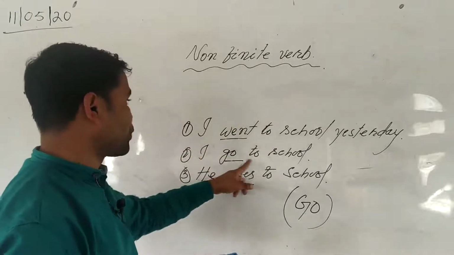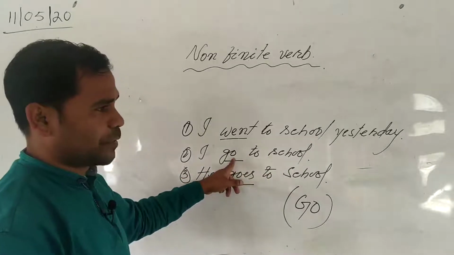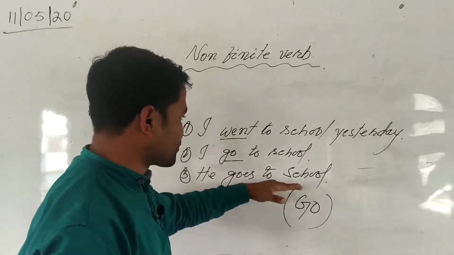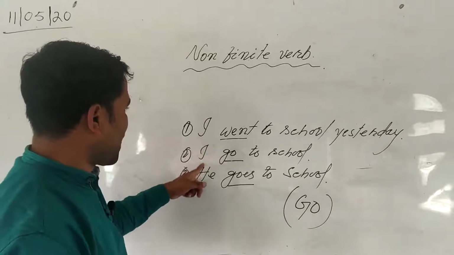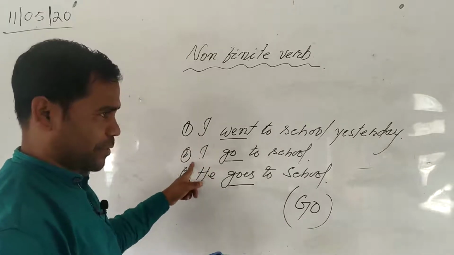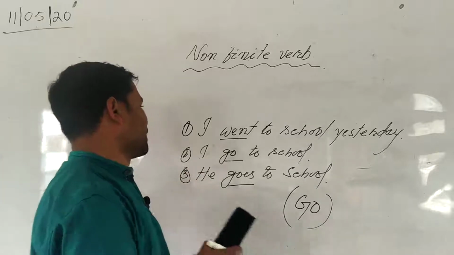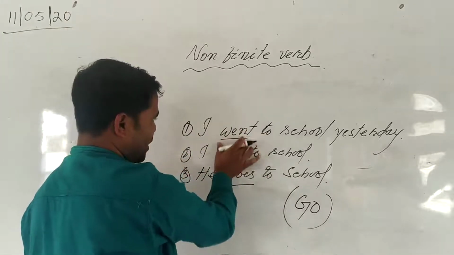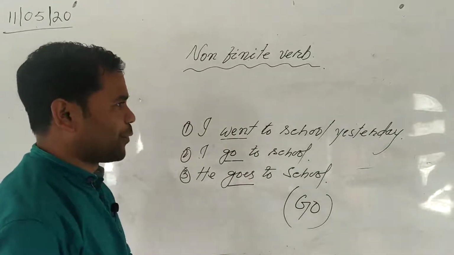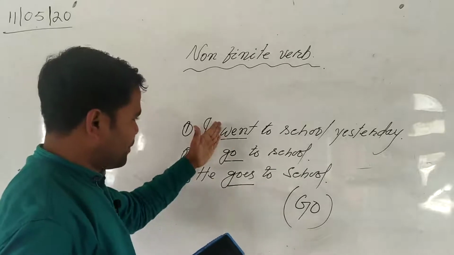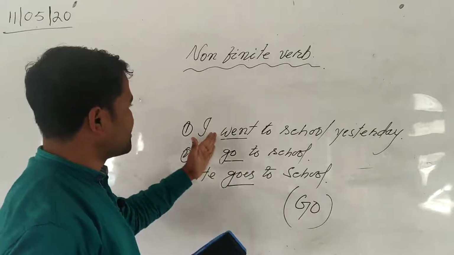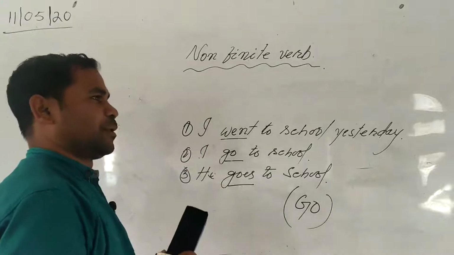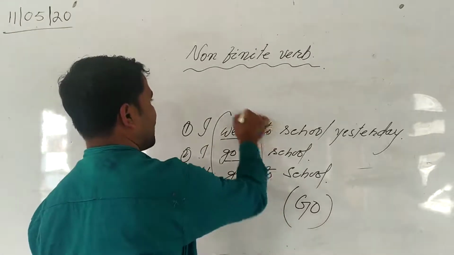In the second sentence, I go to school, this is present tense, so the verb takes its present form. Then he goes to school. This is also present tense, but here I is first person, and he is third person singular number. When we sense the tense, the verb takes different forms, and when we sense the person or number, it has a different form. This means these verbs are affected by tense, person, and number. Such kinds of verbs are finite verbs.